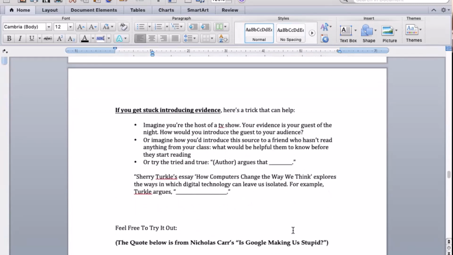Same thing now for introducing evidence. We talked about this a bit, that if you are actively imagining, okay, how would I introduce this piece of evidence if it were sort of a guest on the show of my essay, or even, I think this sometimes works, it's a little more concrete, a little more relatable. If I were introducing this book, this thing that I read, to a friend who has not read it, what's the one sentence that would be really helpful for them to know before they looked at this piece of evidence from this book?